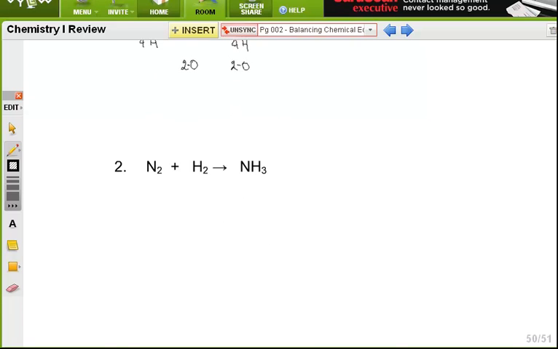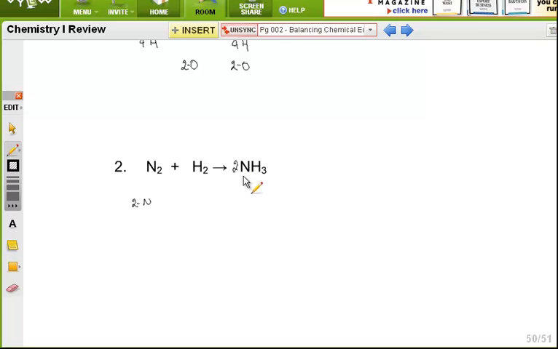Let's see the next one. So we have here nitrogen, hydrogen, and ammonia. So we have two atoms of nitrogen on my reactant side, and we have only one on my product side. So we have to multiply again this compound by a factor of 2. So we got 2 times 1, 2 nitrogen atoms right now.